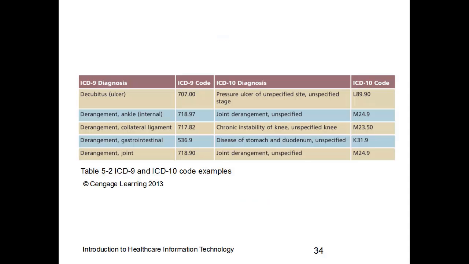On this table we have some examples of diagnoses and what their code would be under ICD-9 and ICD-10. And for example, the last one listed here, joint derangement. Under ICD-9, that code would be 718.90. In ICD-10, the diagnosis that's equivalent to that would be joint derangement unspecified, and that code would be M24.9.